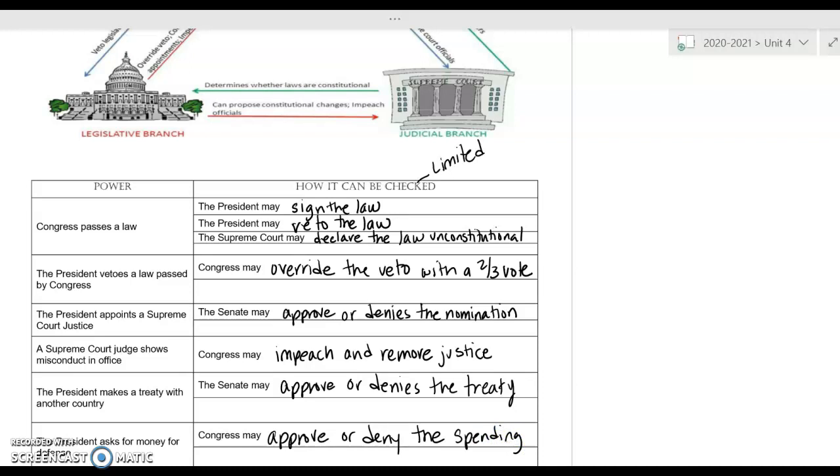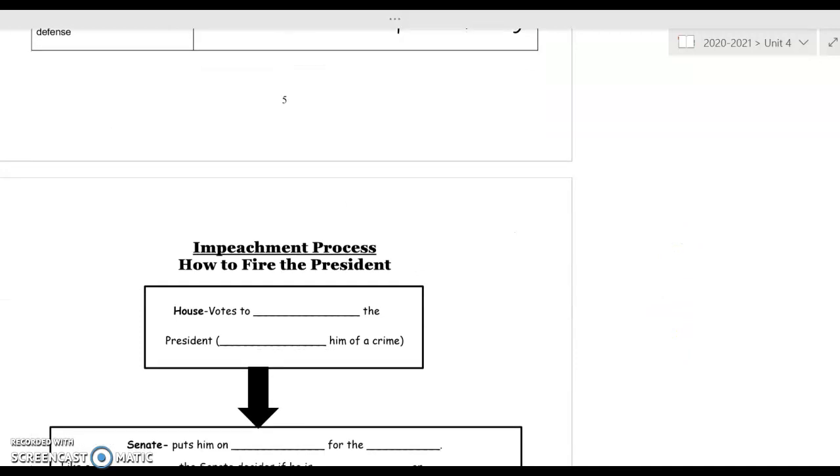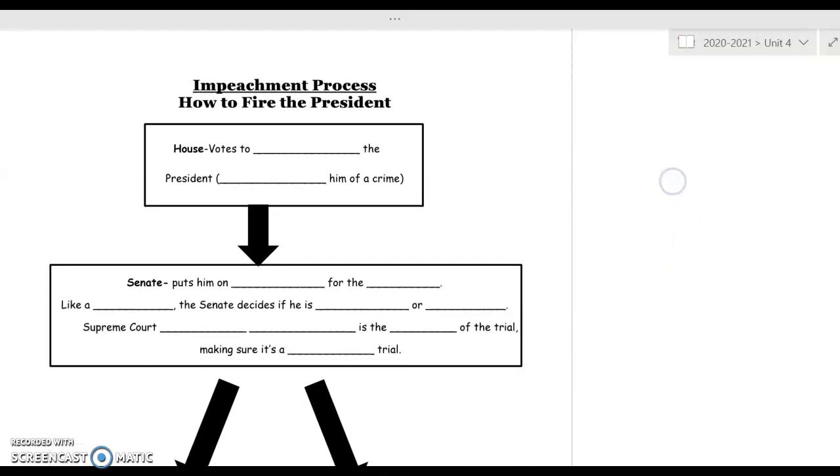Another important check and balance of the president's power is the impeachment process. And this process is what the government will go through if they want to fire a president. And this process starts in the House of Representatives, which can vote to impeach the president, which doesn't mean he's fired. It just means he's been accused of a crime.